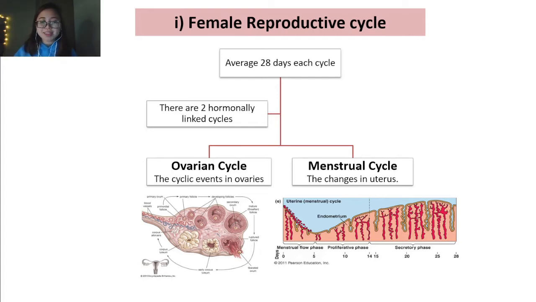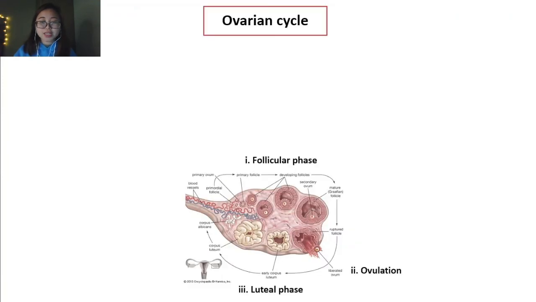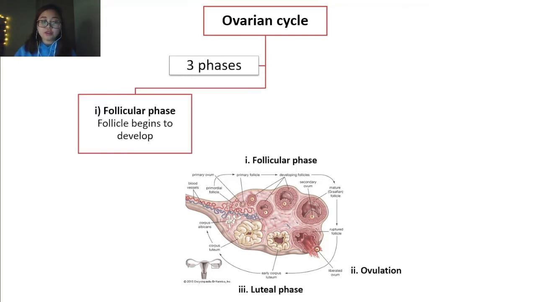Okay, so let's learn each of these cycles one by one. I think we would start with the ovarian cycle first. Okay, so the ovarian cycle is divided into 3 phases. The first phase is the follicular phase.